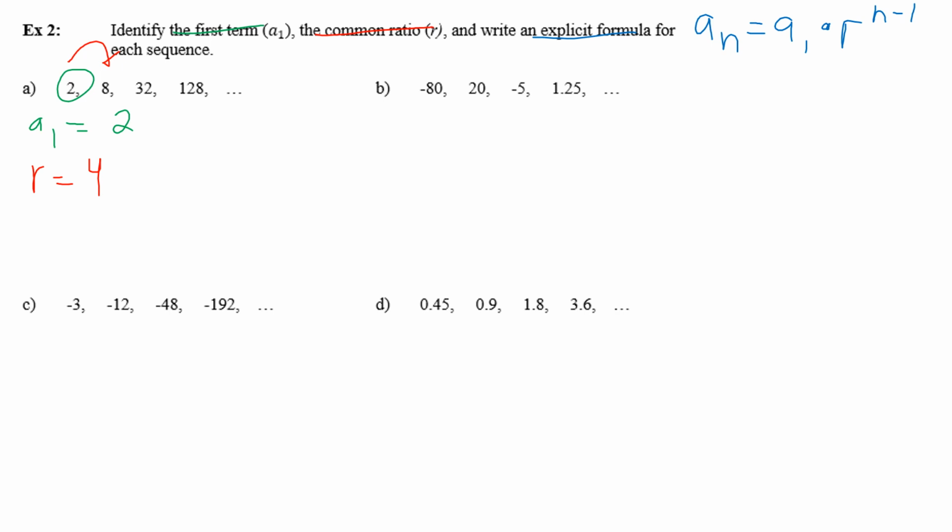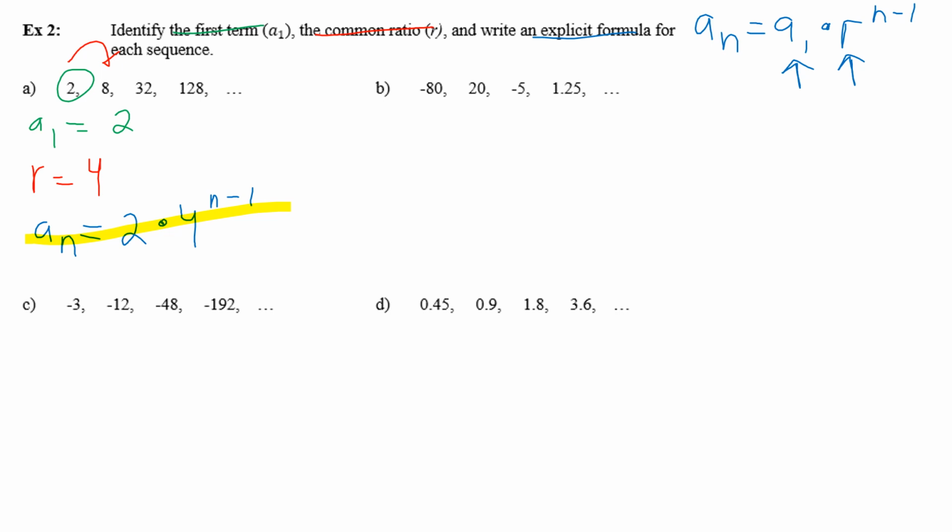And then the last thing they're asking us for is to write the explicit formula. So we're going to have A sub n equals, we're going to go ahead and plug in A1. In this case, it was 2, times R, which is our common ratio, in this case 4, and we're raising it to n minus 1. Okay, and that's actually going to be our final answer. Notice we didn't plug anything in for n because n represents which term we want to solve. For this example, they don't tell me which term I'm interested in, so I just leave n as is.